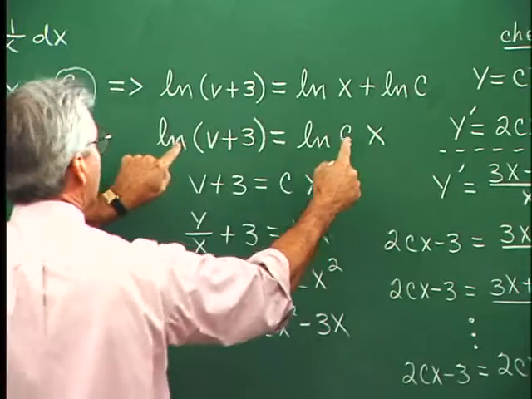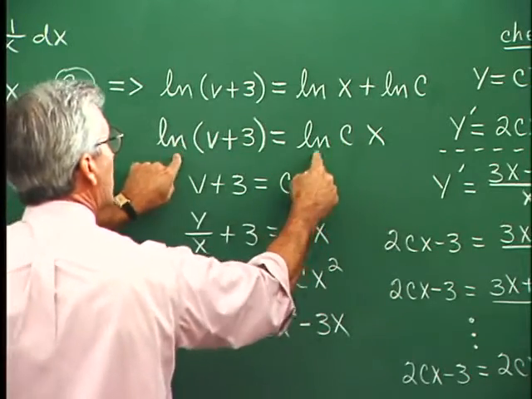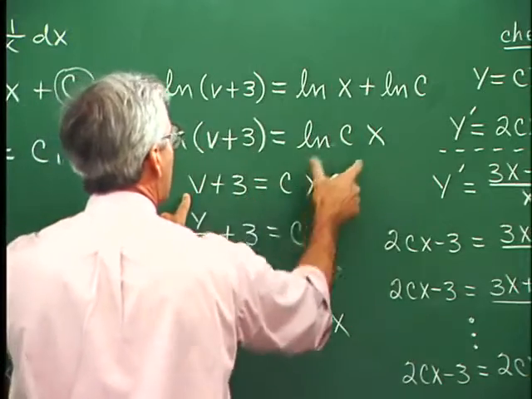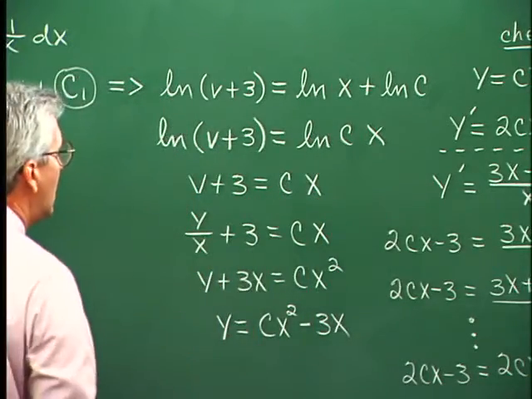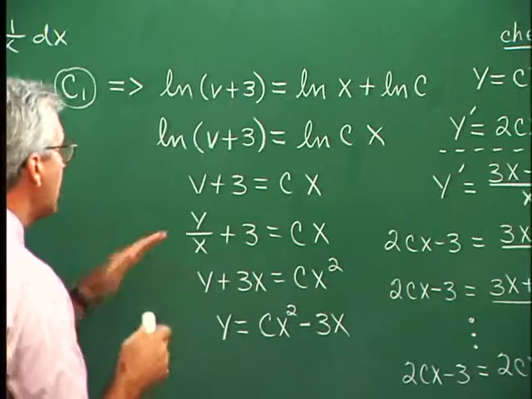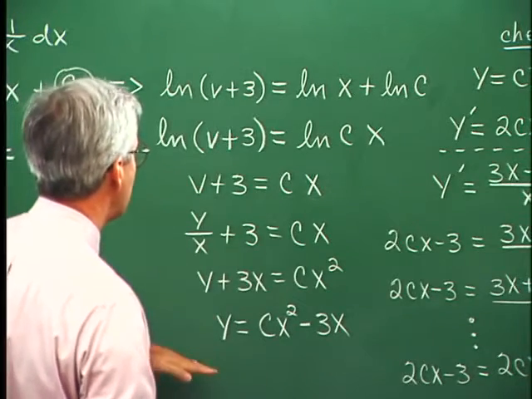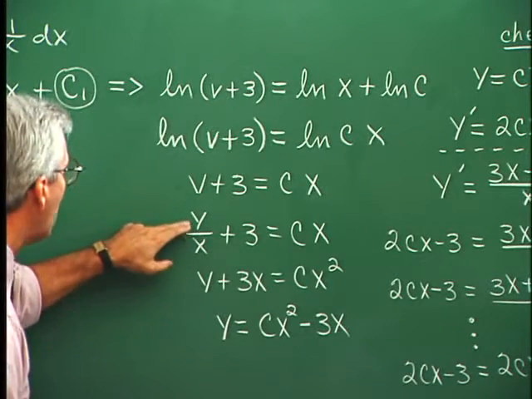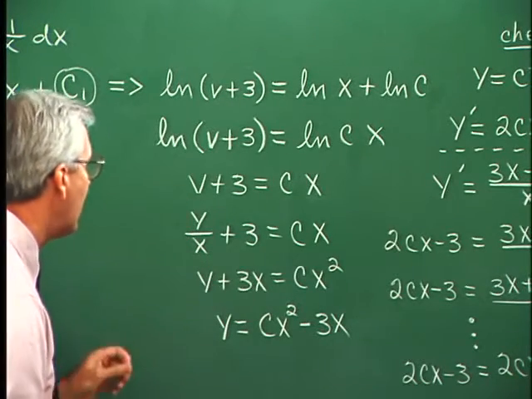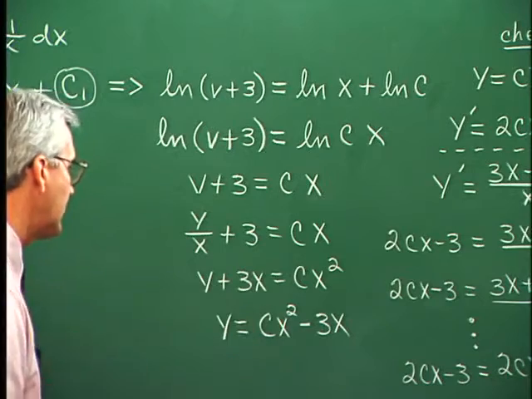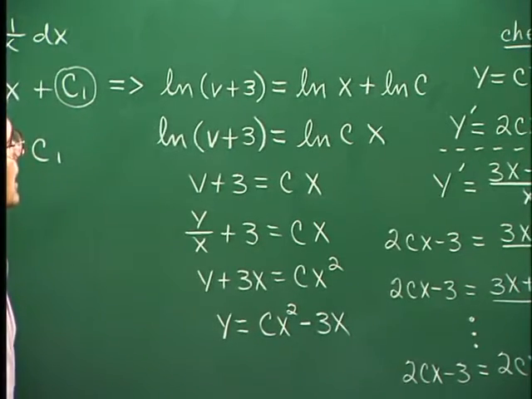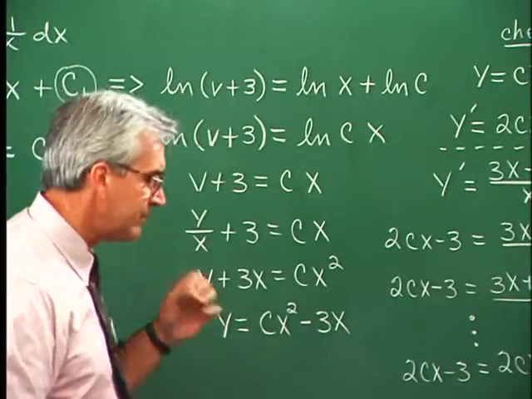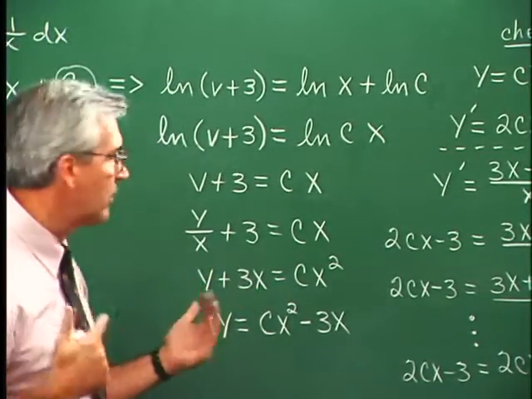Now on the left we have the natural log of this expression. So notice we have natural log on both sides. So we can undo that natural log on both sides, and we get v plus 3 equals cx. A nice clean little method for getting to this point in our problem. And then the rest of it is the same as it was before. V is substituted back for the y over x, multiply through by x, and we find y to be cx squared minus 3x.